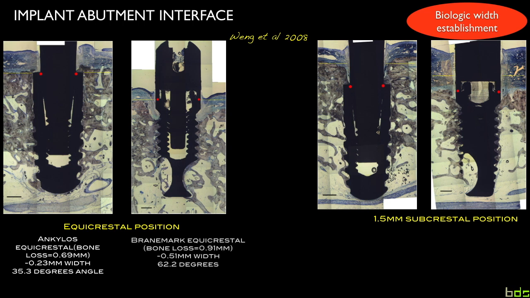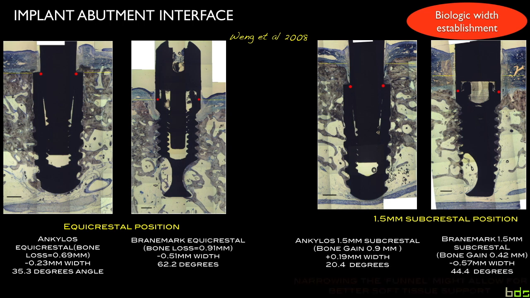So he described this phenomenon as the narrowing of the funnel, that this type of implant position might allow for better soft tissue support, even with platform matching implants. Now, Ankylos, we all know, has a huge platform shifting, shifting the horizontal component of the vertical component of a biologic width into a horizontal component, limiting the establishment of that biologic width and therefore limiting early implant bone loss.